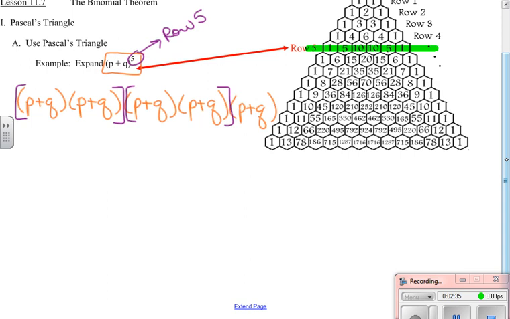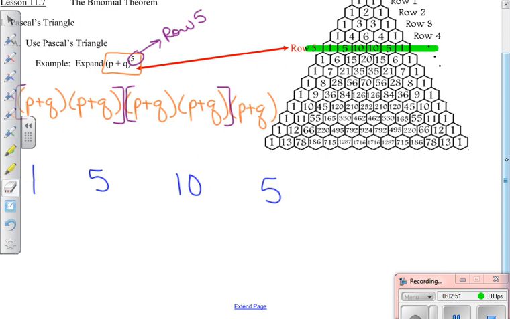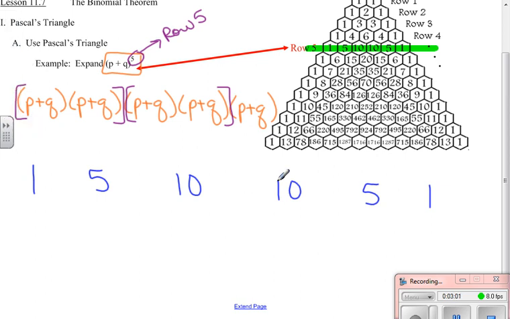So what we're going to do is write those coefficients down: 1, 5, 10, 10, 5, 1. Notice I left quite a bit of space. Now, whatever sign is here, if it's plus, they're all positives. So I know there's a plus here, plus here, plus here, plus here, plus here.